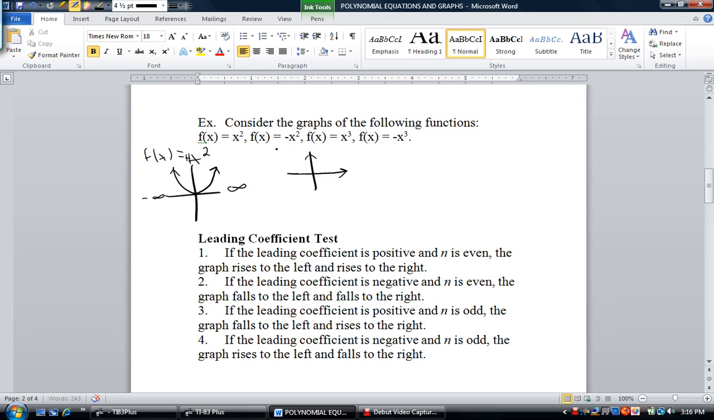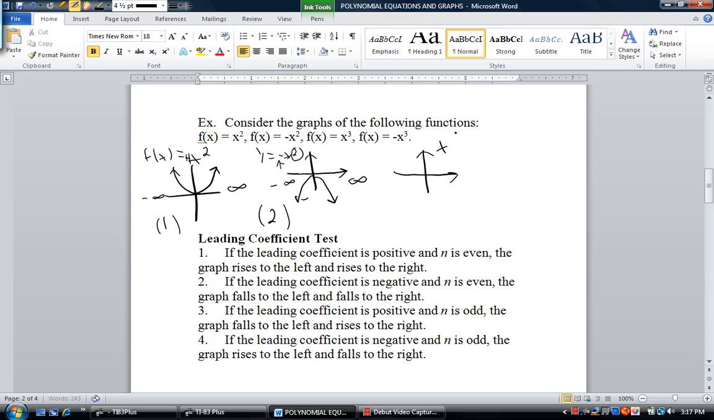So now let's look at f of x equals negative x squared. I'm going to use y equals, it doesn't matter. That one's going to be an upside down u. Now notice this time the coefficient is negative, but the exponent or the degree is still even. So if it's an even exponent with a negative coefficient, the negative is going to turn it upside down. That means as you go to negative infinity, it's falling. And as you go to positive infinity, it's also falling. So it falls to the left and falls to the right. So if you want to match these up, this one represents the first rule. This one represents the second one.